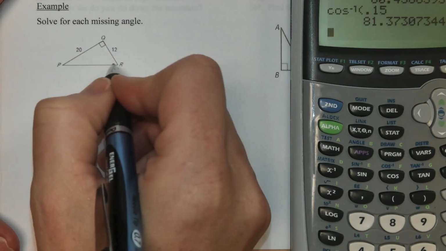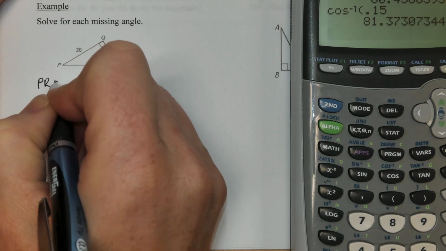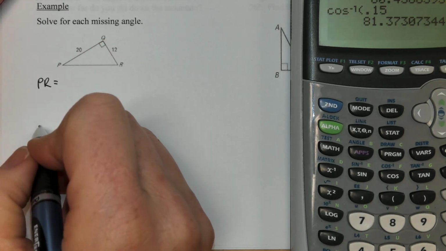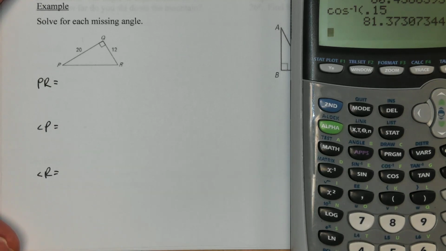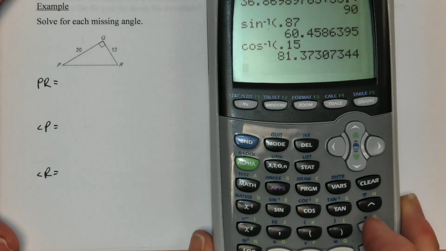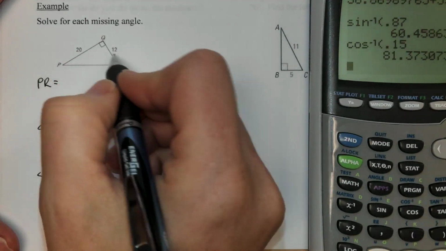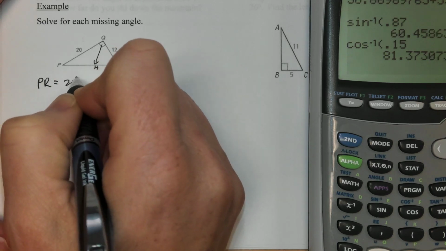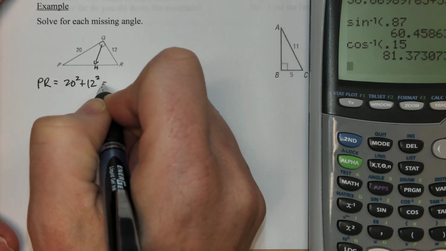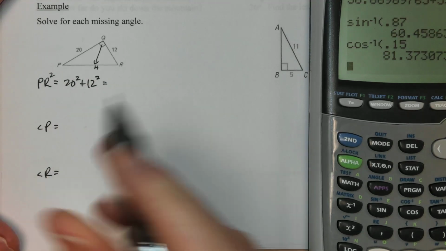So I'm going to have to find PR, that's my last side. I'm going to have to find angle P, and I'm going to have to find angle R. So those are the three things that are missing in this triangle that I'm going to go find. So the first one, PR, is just Pythagorean's theorem. So this is my hypotenuse. So I've got 20 squared plus 12 squared equals, well, it'd be PR squared.